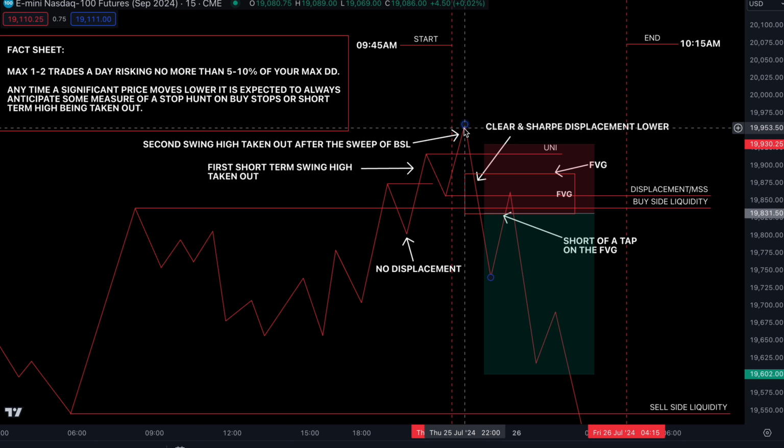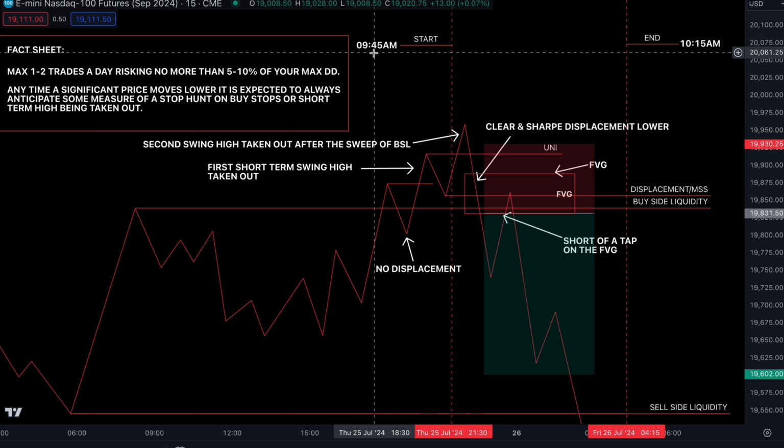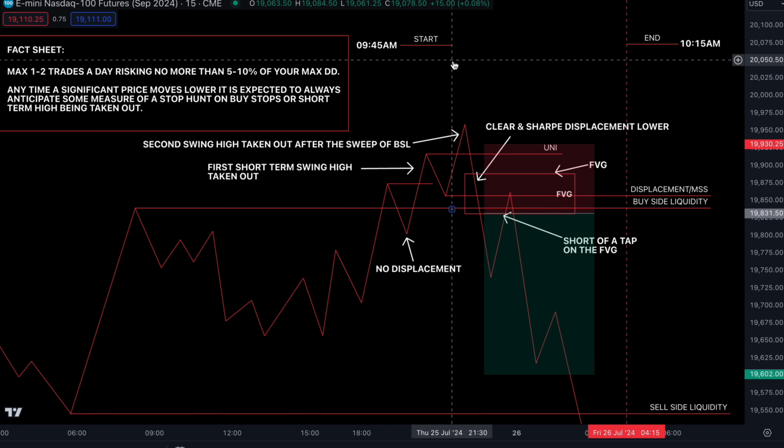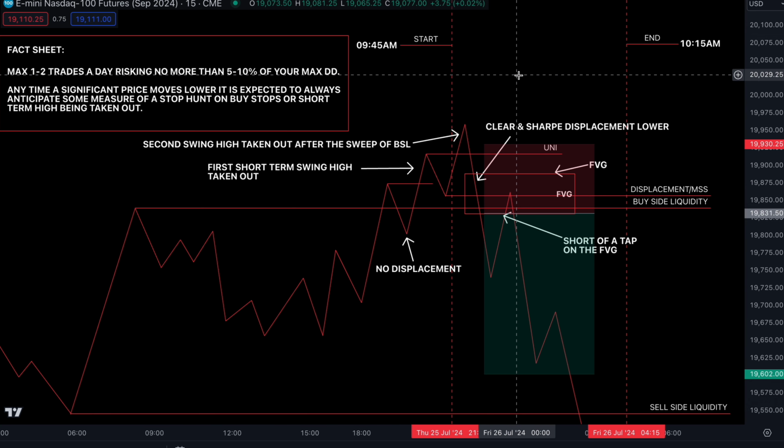Then price came up again and took out a previous short-term high, sweeping liquidity and taking buy stops for the second time, which makes the move even stronger if it was to displace. Then at this point, you would anticipate a displacement lower, as now you've entered inside of the 9:45 AM macro. Firstly, this is a brief example which I've marked up for you guys to see, and I am about to get into a full trade breakdown of the trade we took today, which was Thursday the 25th of July.